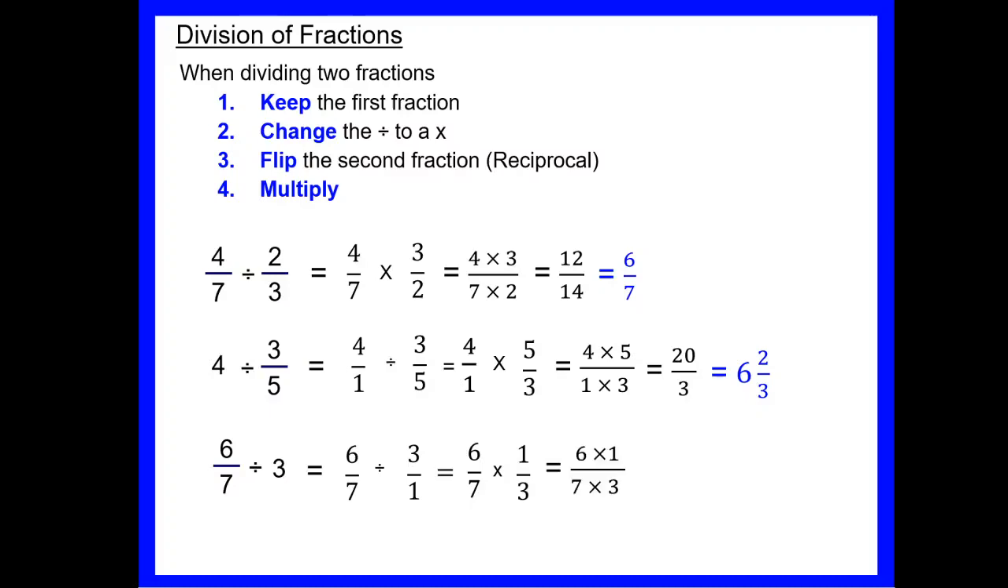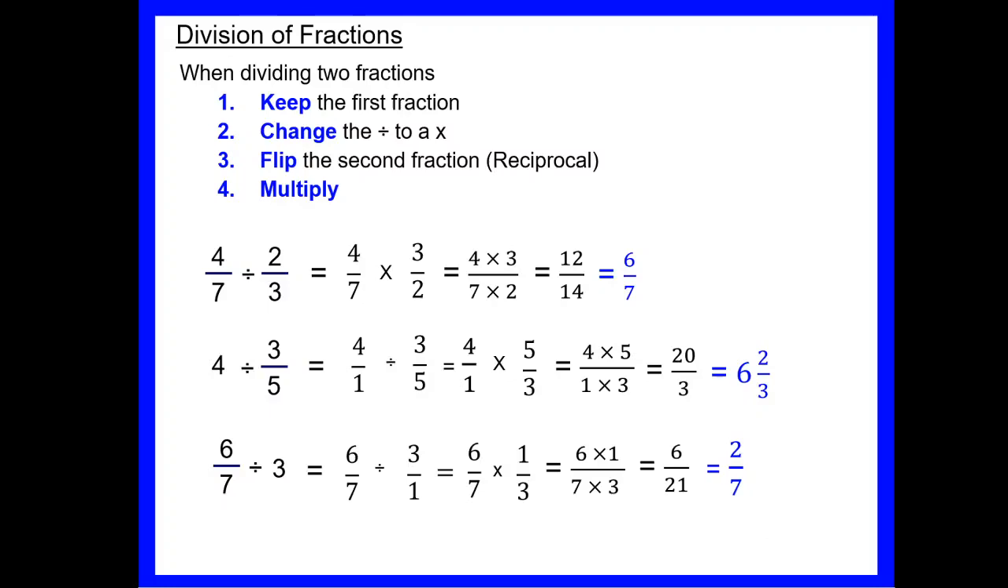Now we multiply. 6 times 1 is 6, 7 times 3 is 21. So I've got a normal fraction. Let's see if we can simplify. They're not both even, so I know they can't be divided by 2. Can they be divided by 3? Yes, they can. So we divide them by 3, and we get 2 out of 7.